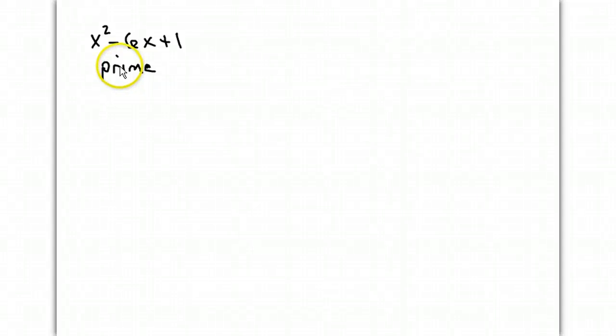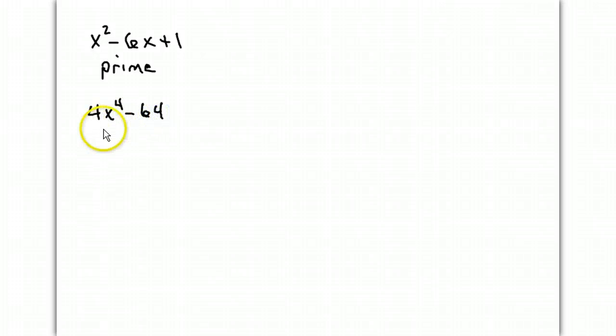As far as factoring it, simplifying it, breaking it down, it can't be factored in that way. So, next problem. Let's say we have 4x to the fourth minus 64. Okay, I know that 4 and 64 have something in common. So what I'm going to do is factor out a 4.